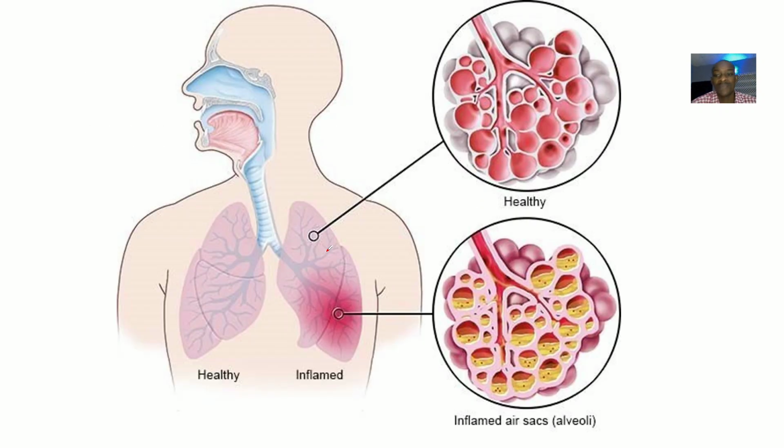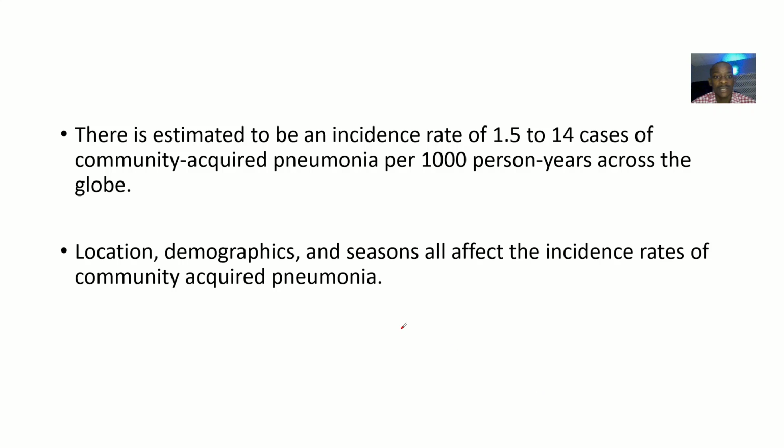Okay, so epidemiology of pneumonia. Pneumonia is what? A disease condition affecting the lungs, causing inflammation in the air sacs, causing fluids to now gather in the air sacs. So the person will usually be having difficulties in breathing and all that. It is estimated that pneumonia has an incidence rate of about 1.5 to 14 cases of community acquired pneumonia per 1,000 people across the globe.